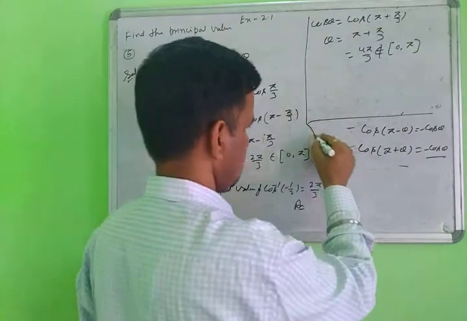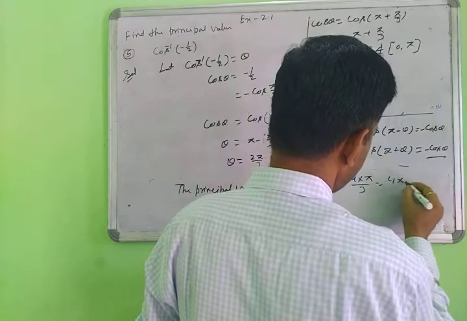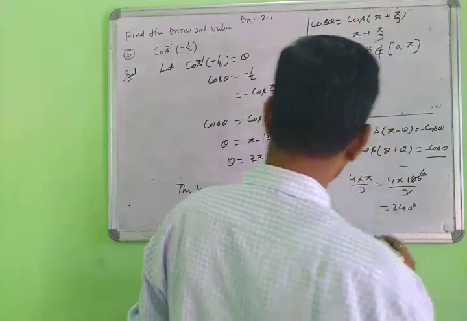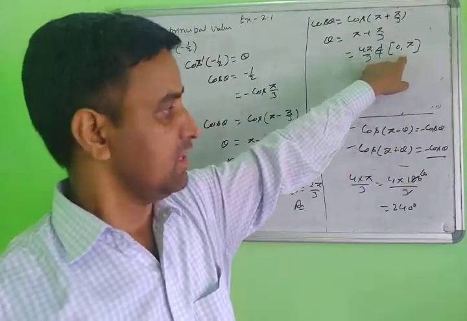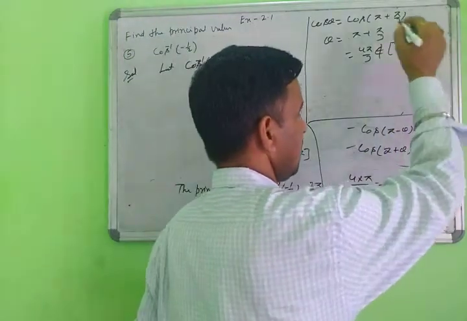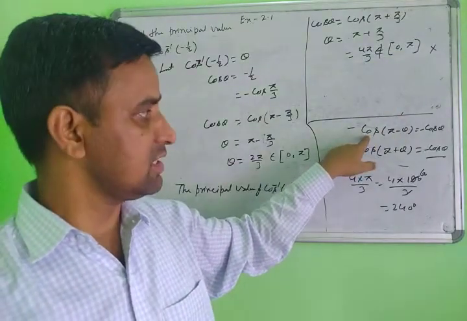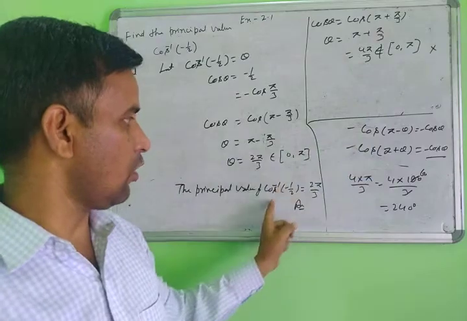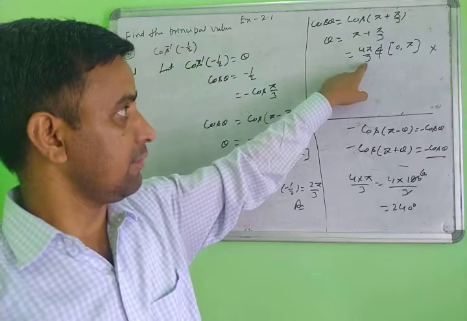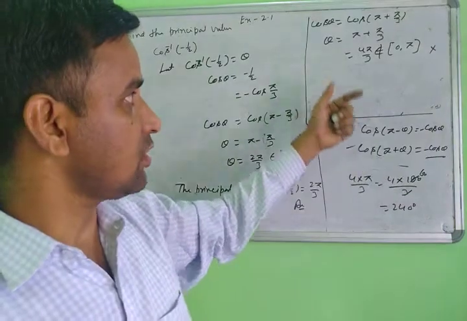Now check it. 4 into pi upon 3, 4 into 180 upon 3. 3 sixes are 18, so 60, 240 degrees. This is out of 0 to pi. So suppose you use this identity, the answer will be wrong. The answer belongs only with the second quadrant identity. With the second quadrant identity the answer belongs; with the third quadrant identity the answer does not belong. You remember it. Check which identity you are using here and which is not, whether your answer belongs or not.